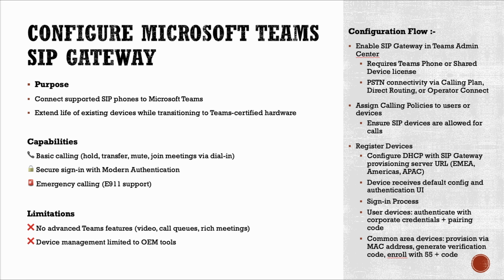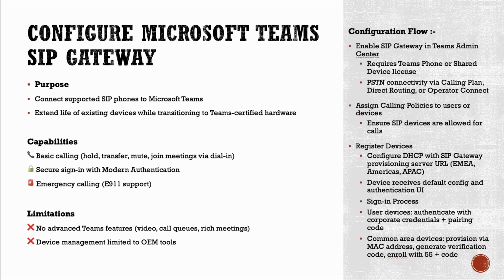Now let's walk through how to configure the Microsoft Teams SIP Gateway, a solution that allows legacy SIP phones to connect with Teams for basic calling functionality. We start with the purpose. This gateway helps organizations extend the life of existing SIP hardware while transitioning to Teams certified devices. It's especially useful in hybrid environments or phased rollouts.